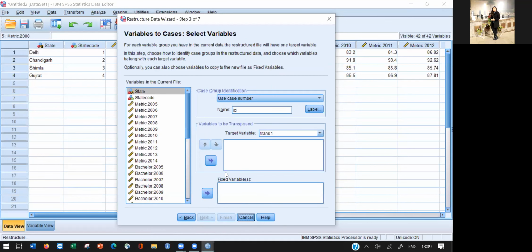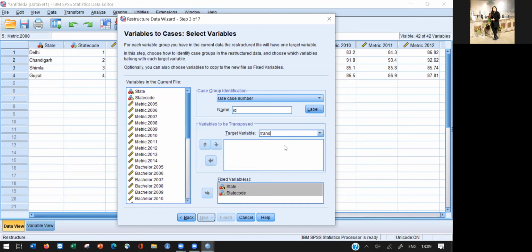Now, first of all, I'll have to define what are my fixed variables. So my state and state code are the fixed variables. So I'll move it here. So we have data for 4 states over a time series. Now transform one. So I'll rename it as percent metric, and I'll move all the data of metric to my first case.